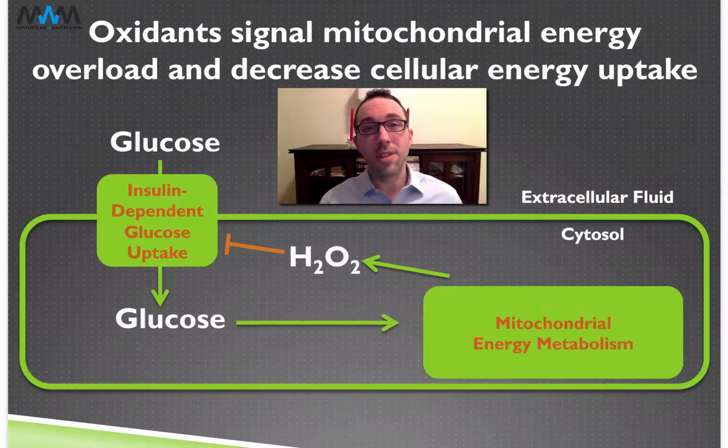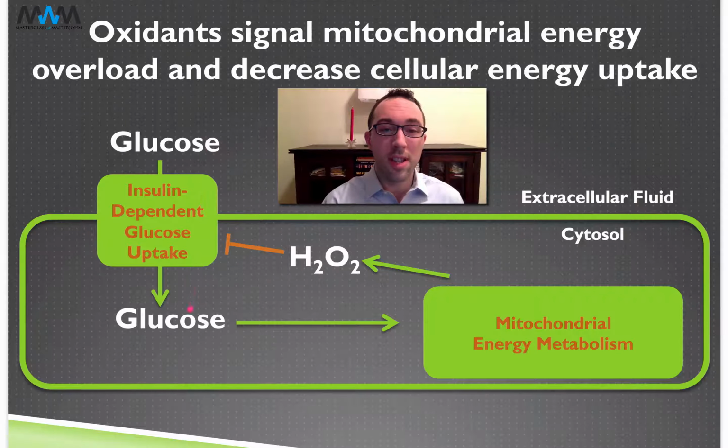And if glucose is rising outside the cell in the blood, then the pancreas is going to say, hey, blood glucose is higher. We need to make more insulin. But that insulin comes and tries to make the glucose go into the cell, but that hydrogen peroxide says, nope, ain't having it, ain't going to take up that glucose. And as a result, blood glucose and blood insulin levels will rise.